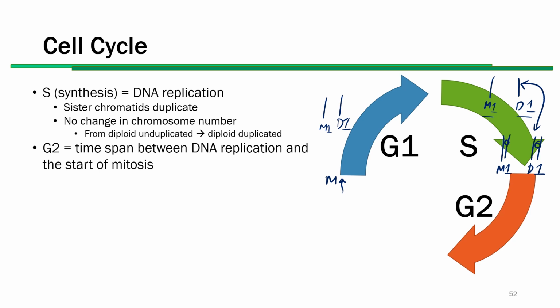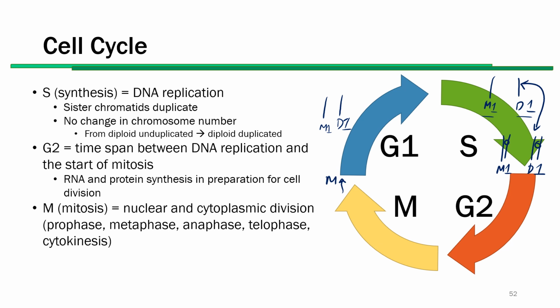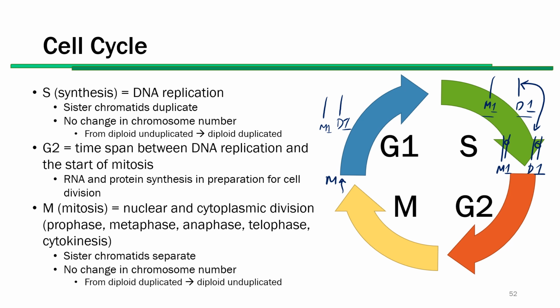G2 is the time span between DNA replication and the start of mitosis. This is where RNA and protein synthesis occur in preparation for cell division. And then we enter mitosis, which is nuclear and cytoplasmic division. That's where our prophase, metaphase, anaphase, telophase, and cytokinesis are going to occur. Here the sister chromatids separate. There's still no change in chromosome number, but we go from diploid duplicated to diploid unduplicated. So back here, we made these duplicated chromosomes. We still have those here.